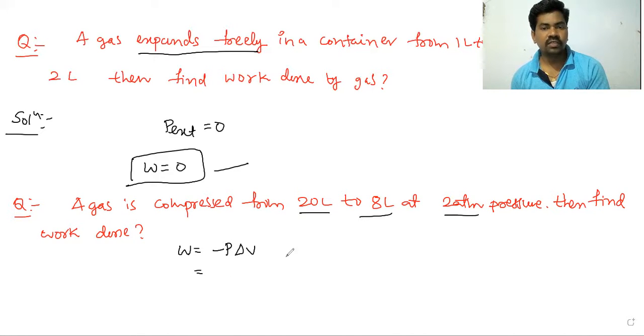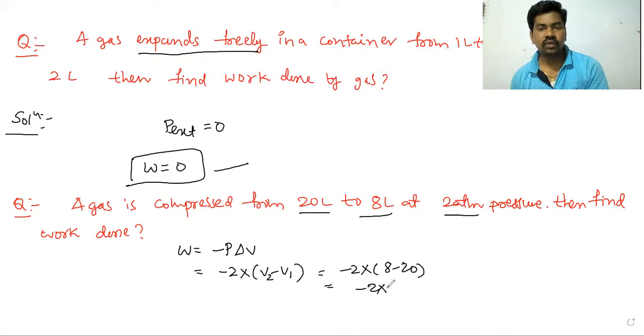So we have pressure, minus 2, into, it is compressing from 20 liters to 8 liters, so V2 minus V1, which is 8 minus 20. Minus 2 into minus 12 is equal to 24 liter atmosphere. So we need to convert this into joules: 24 into 101.3 joules.